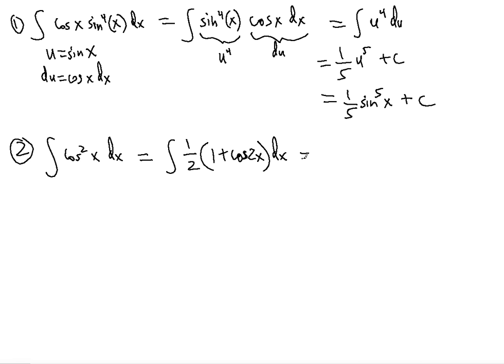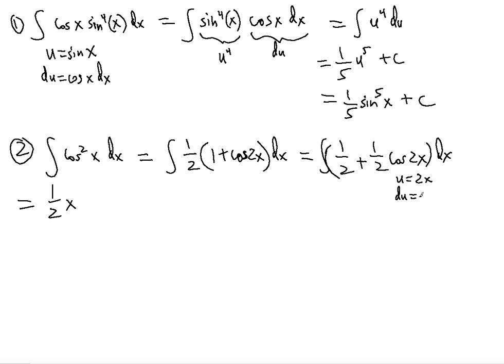So that should be easy now because you can basically distribute. So you will have the integral of 1/2 plus 1/2 cosine 2x dx. Okay, so then the 1/2 is a constant, so we will turn it to 1/2 x, right? And then you can use the u substitution. u is equal to 2x. The du is going to be 2 dx, right?